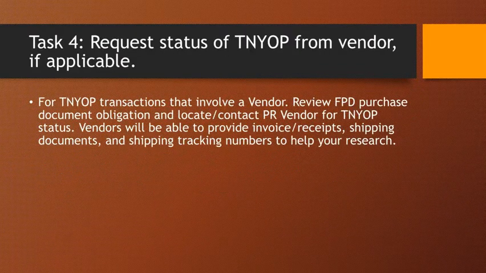Task 4. Request status of transaction not yet on PES from vendor, if applicable. For transactions not yet on PES that involve a vendor, review FPD purchase document obligation and locate contact PR vendor for transaction not yet on PES status. Vendors will be able to provide invoice, receipts, shipping documents, and shipping tracking numbers to help your research.